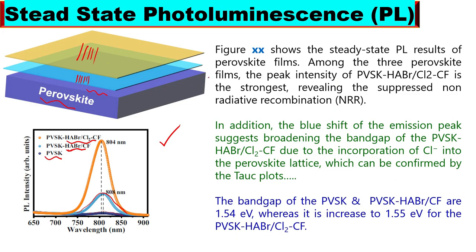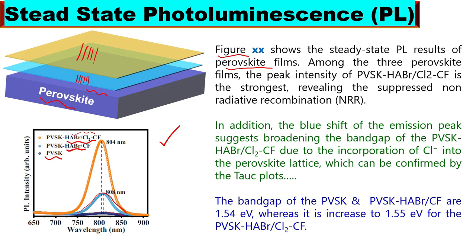So let's get started. How will we explain? We can say that figure XX shows the steady state PL result for the perovskite film. In your case, this should be the other material. So we can say among the three perovskite films, the peak intensity of this one is the strongest. Yes, we can clearly see.